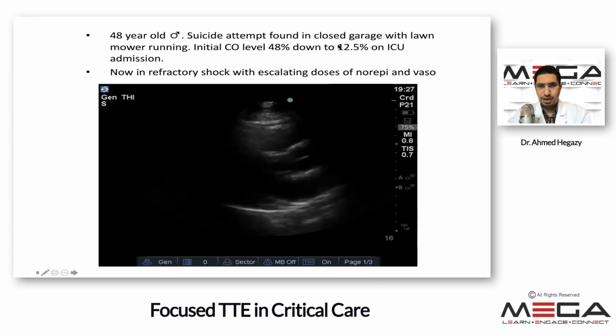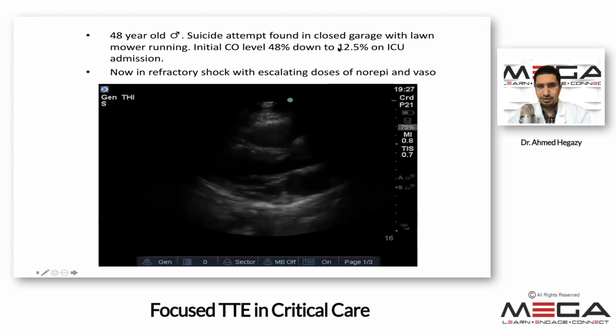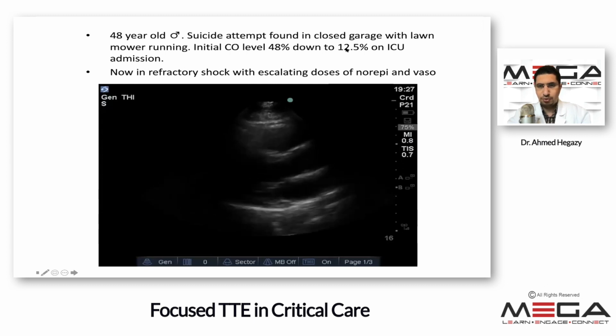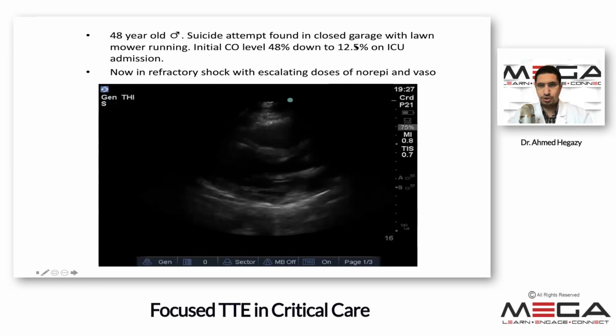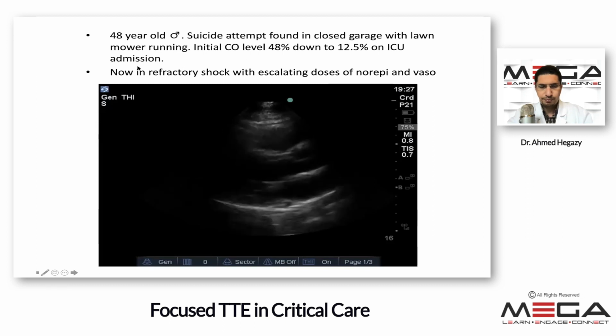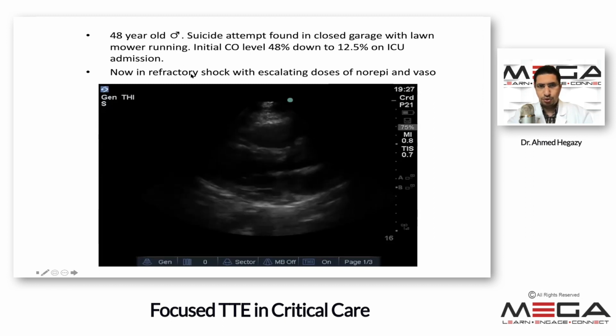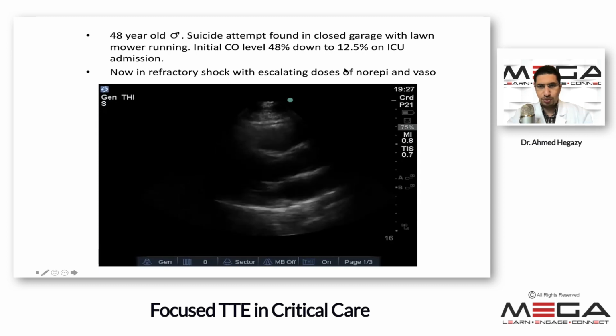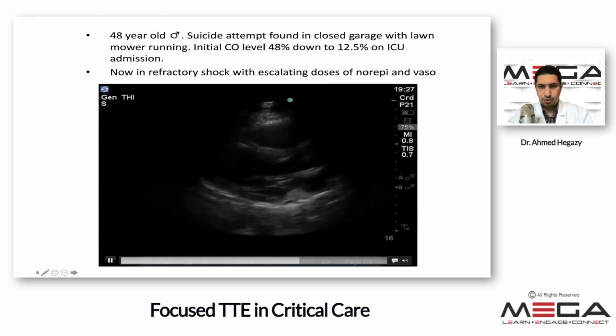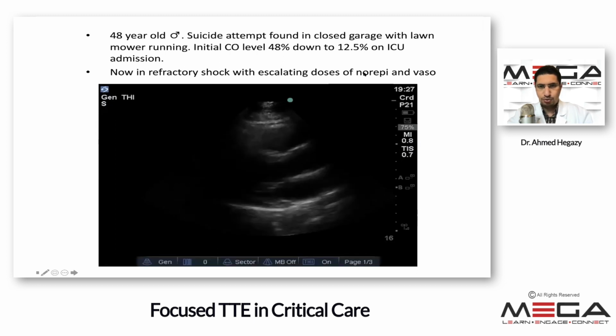And then by the time he got an ICU bed, we repeated the gases and his carbon monoxide level was down to 12.5% without a hyperbaric chamber, just with 100% oxygen treatment. However, when he presented to us in the ICU, he was in refractory shock and he was requiring very high doses of norepinephrine and vasopressin. And so we needed to understand why he was requiring that despite his improvement on the blood gases.